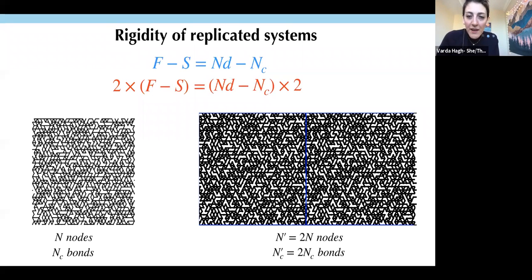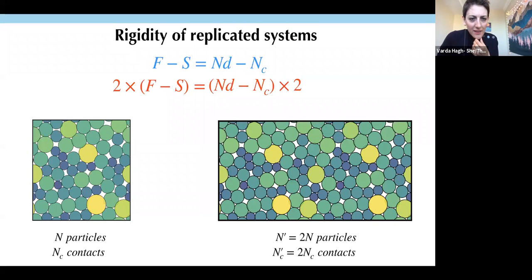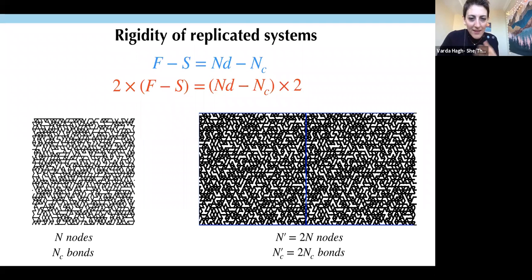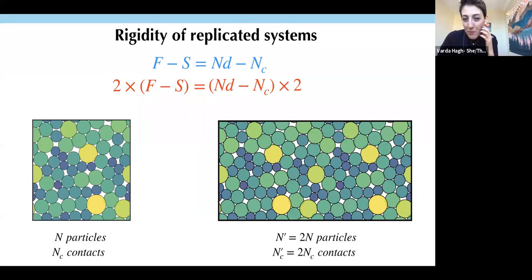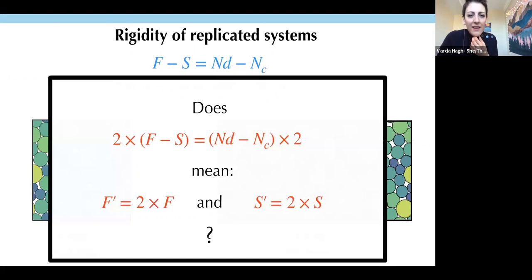For the Maxwell count to work on these systems, the left-hand side should also double, right? Otherwise the system won't be first-order rigid, and then the Maxwell count would be violated. This also works with jammed packings, because remember that all these networks that I'm talking about are coming from jammed packings at different numbers of contacts. In a jammed packing, I have n particles, nc contacts. If I just double it, I will have 2n particles and 2nc contacts.